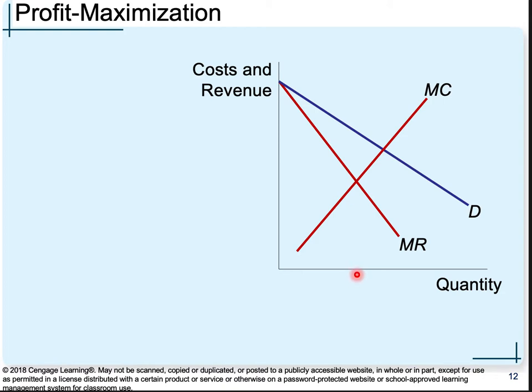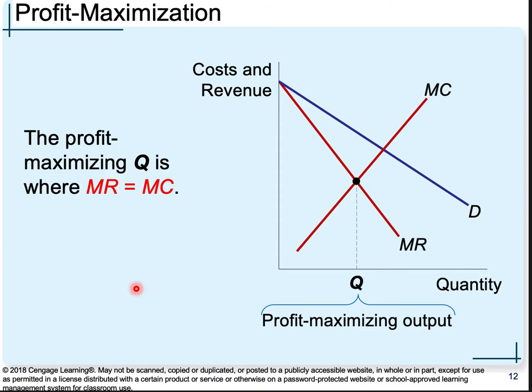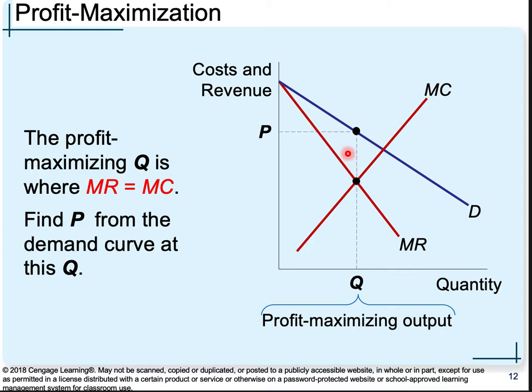This quantity right here should be how much we produce. So the profit maximizing quantity is at Q, where they intersect. Now you find the price by going straight above. Basically, at this quantity, how much are people willing and able to pay? So it's going to be corresponding to this point on our demand curve. This is the price we're going to set.